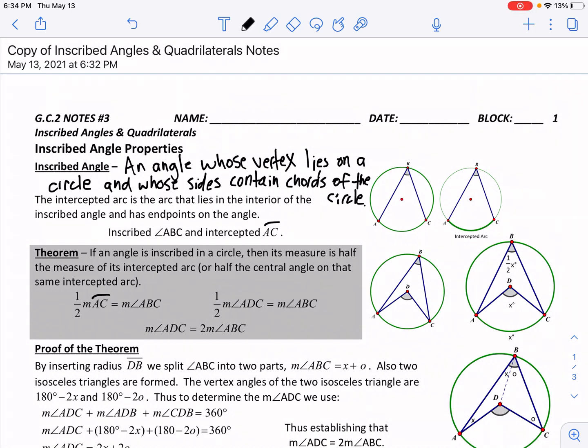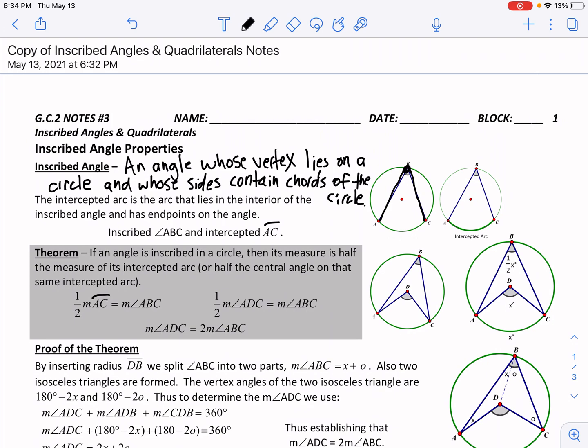Okay, so in this video we're going to talk about inscribed angle properties. An inscribed angle is an angle whose vertex lies on the circle and whose sides contain chords of the circle. So for instance, we have B here as the vertex, AB is a chord, and BC is a chord of the circle, and they help form our inscribed angle.